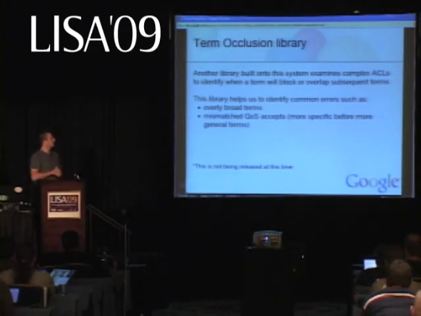So we have this term occlusion library, which looks at all of the different terms and says, are there any portions of any of these lower terms which are being occluded, either through quality of service or ports and protocols? So, will there be a case where a packet might be misquossed? You might have lower quality of service applied to packets up above. Maybe you actually want super high quality of service applied to your video traffic or something.